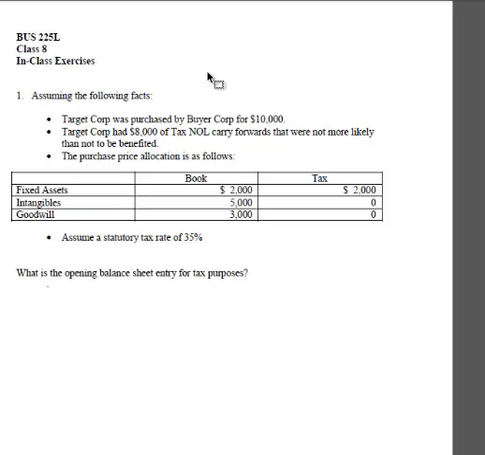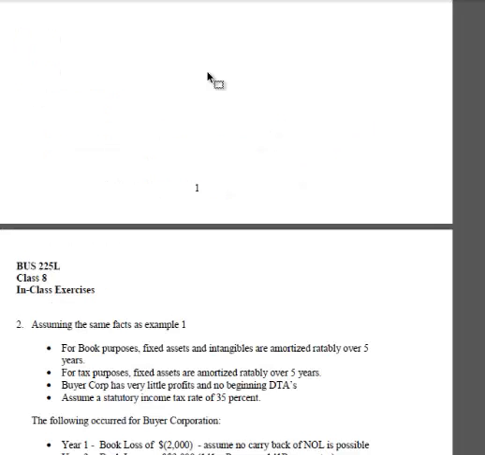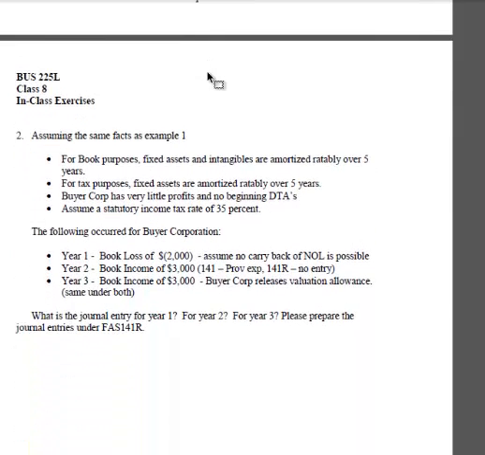So Target Corp was bought by buyer for $10,000. Target Corp had $8,000 of NOLs that were not more likely than not to be realized. And the purchase price allocation is below. Okay, so I want you to tell me what the opening balance sheet entry is. Okay, so that I think you will find easy. So I want you just to keep going and continue to part 2, which is now on the screen. So, part 2. This one will be a little harder.